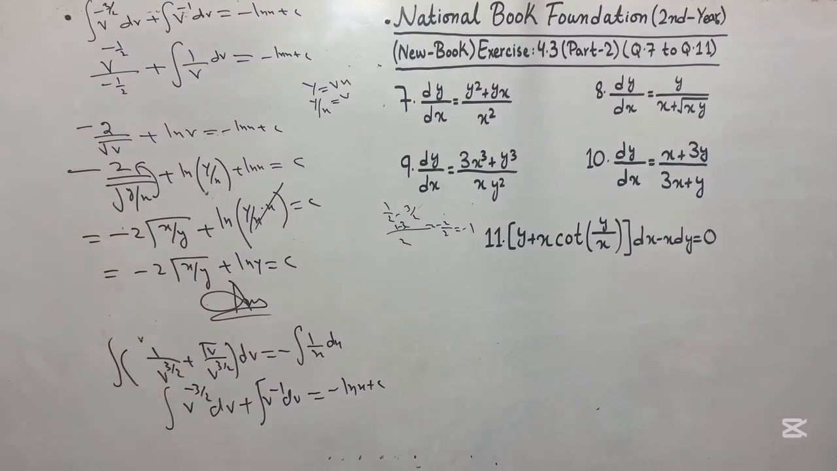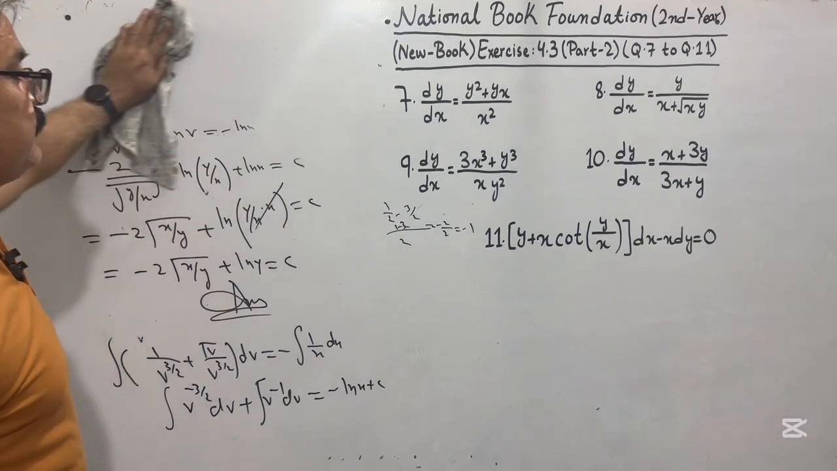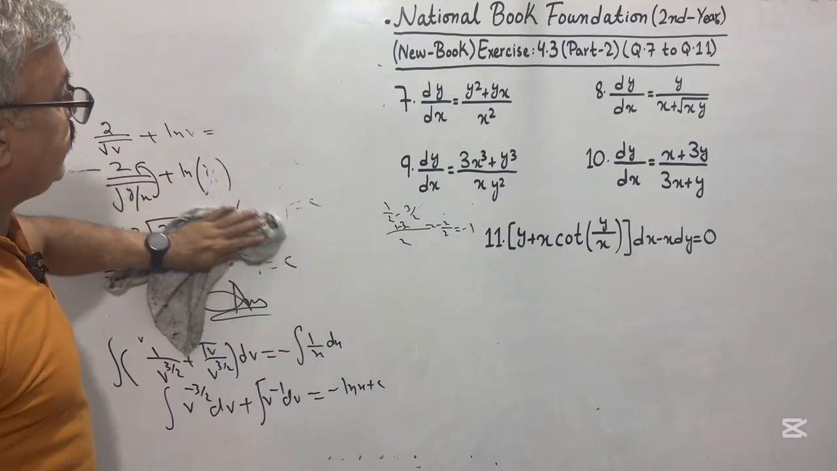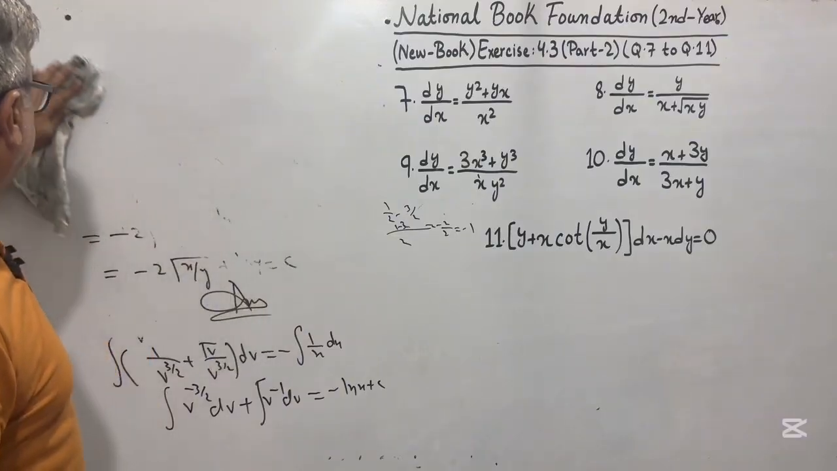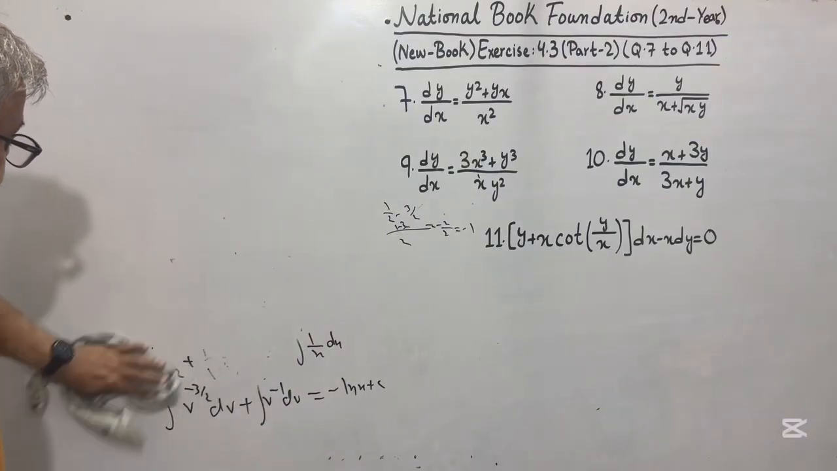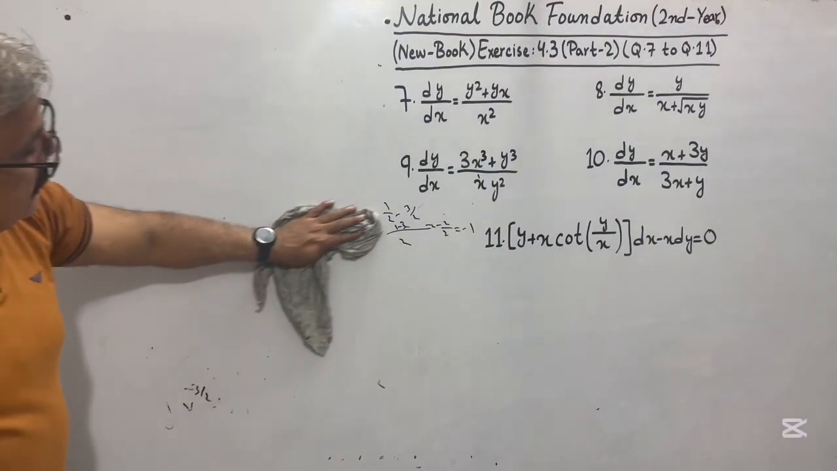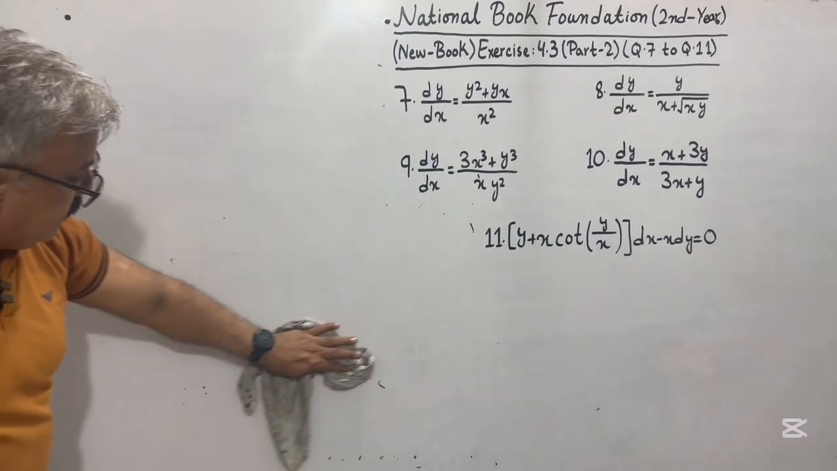Moving towards question number 9. Same, it's homogeneous. Parts 1, 2 and 3 are also given to us. They are homogeneous, just solve them. Okay, cool. Question number 9.